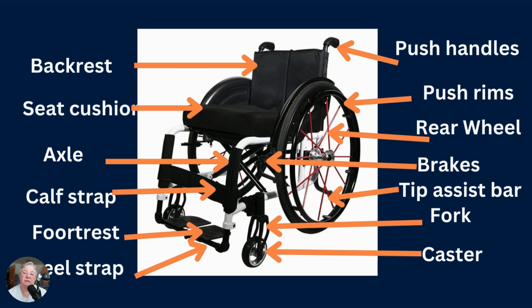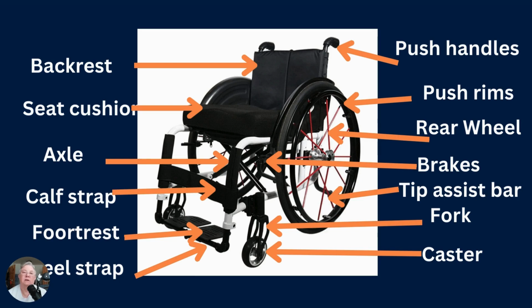Then you have the calf strap, which is in the back. If you had a strap lower on the bottom, closer to the footrest, that would be called a heel strap. So just a heel strap. And then let's see, the footrest, so that's pretty obvious. And then on the right side, we have the push handle. So that's called a push handle.